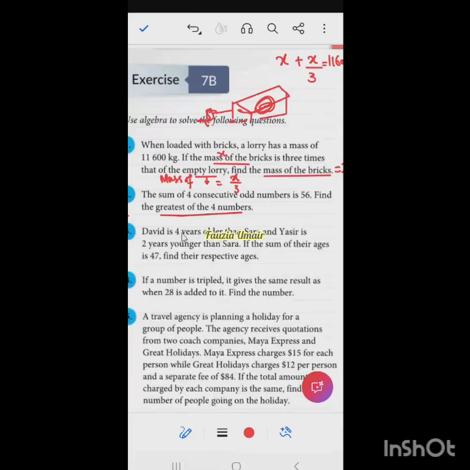So David is 4 years older than Sarah. Yasser is 2 years younger than Sarah. So what is common in both statements? Ma'am, which name is coming in both statements? David is 4 years older than Sarah, Yasser is 2 years younger than Sarah. So Ma'am, Sarah is the common one between the two.